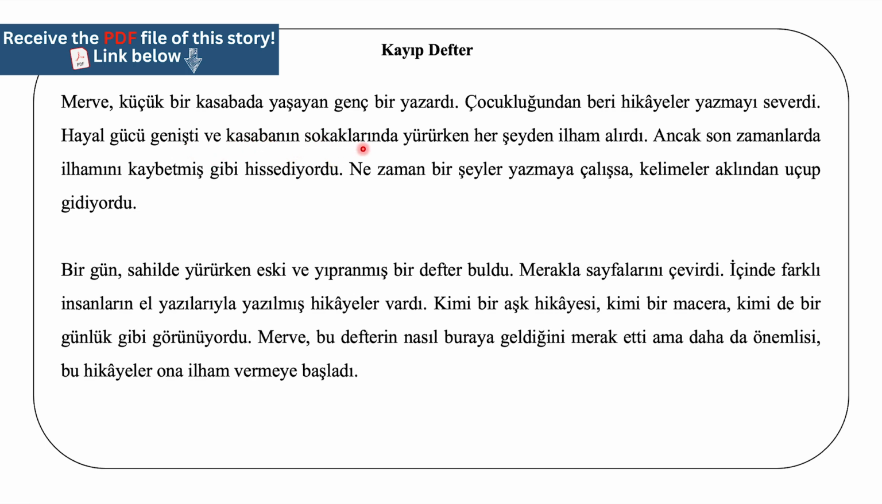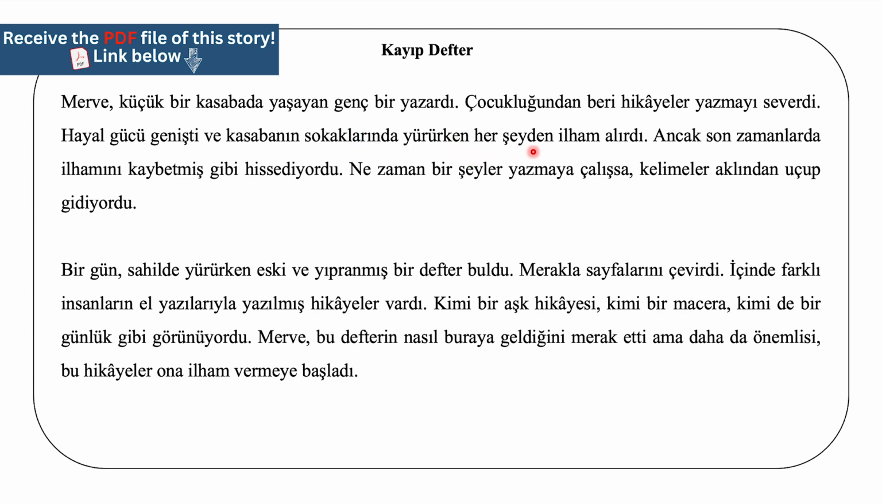Ve kasabanın sokaklarında yürürken her şeyden ilham alırdı. Meaning, and as she walked through the town's streets, she found inspiration in everything. Kasabanın sokaklarında yürürken, we said when she walked, while she was walking, we can translate it as it is, or as she was walking, or as she walked, since it's the past, through the town's streets. Kasaba, we said it's town. Sokak means street. Sokaklar, streets. Now these endings, because we have noun complement. So as she walked through the town's streets.